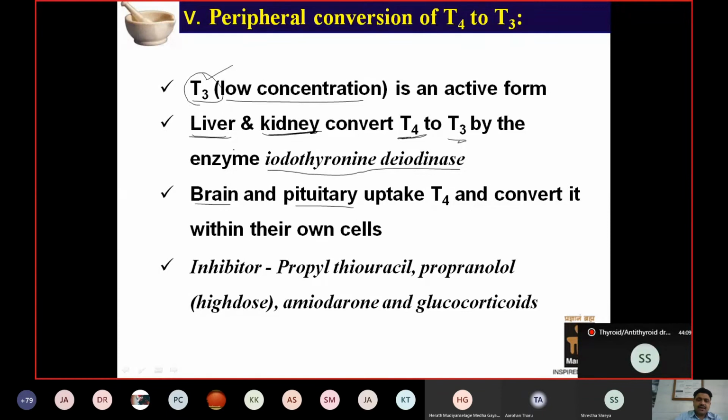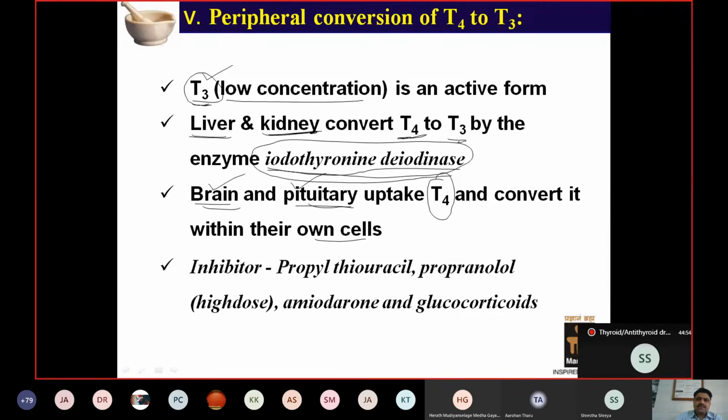But the converted T3 is not taken up by the brain and pituitary. What they do is take T4 from the plasma, and then the conversion is done by the brain and pituitary themselves. So the concentration of T3 in the brain and pituitary is independent of its concentration in plasma. They take T4 and convert it as per their requirement.